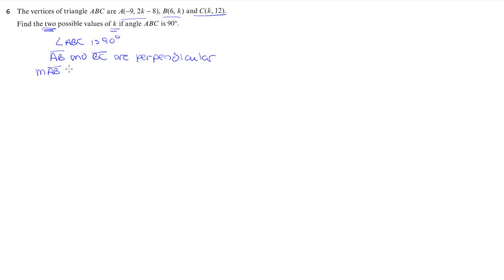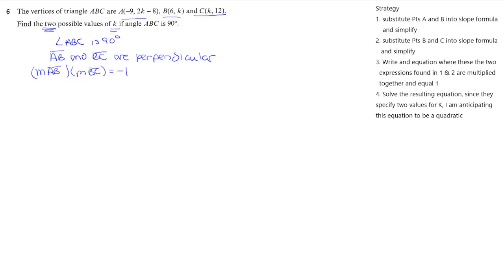So basically what we're going to do is take the slope of AB and multiply it times the slope of BC, and it should equal -1. So again, if you want to take a look over here on the right, our strategy is going to be to do 1, 2, 3, and 4. We're going to find the slopes, substitute them in, figure out the equation, make it equal to -1, and then solve it.